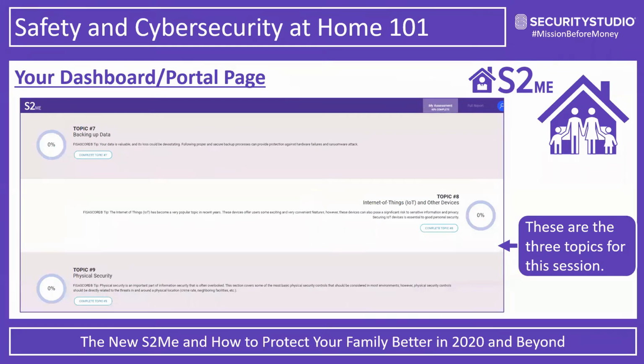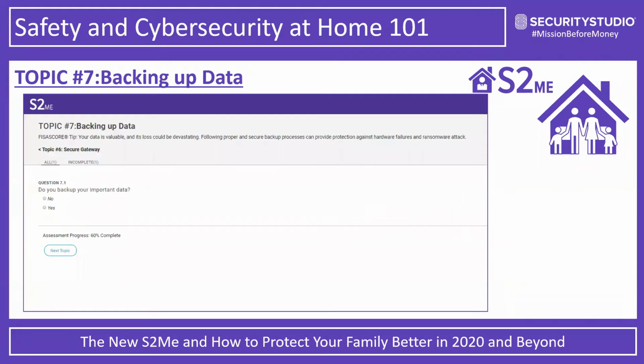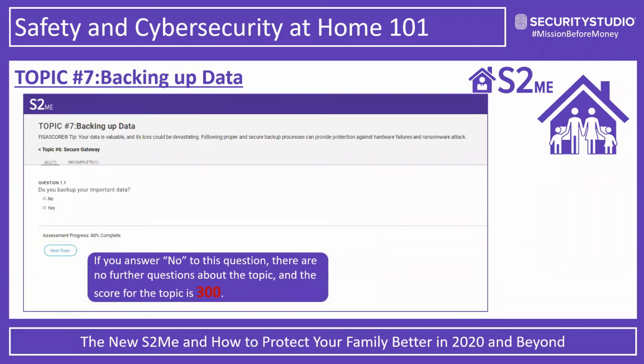Backing up data. There are 3 topics we're going to cover, and the first is the backing up of the data. So go ahead and click Complete Topic 7 to get started. So, the question is, do you back up your important data? If you answer no, then there are no further questions about the topic and your score will be 300.